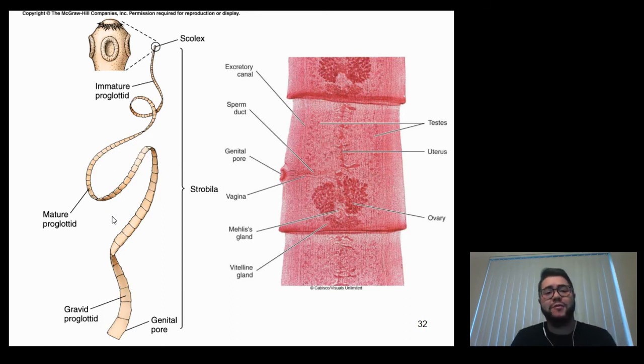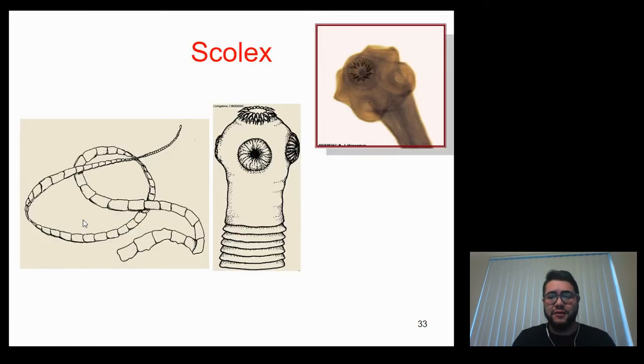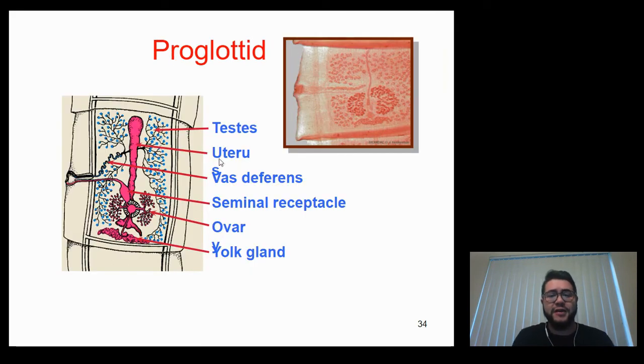One of the signs of having a tapeworm is seeing eggs in the feces. The longer the tapeworm, the more eggs it releases because the more reproductive units it has. The scolex is the head, that's what keeps it attached to its host. And the proglottids are the little sections, which are basically these reproductive factories.